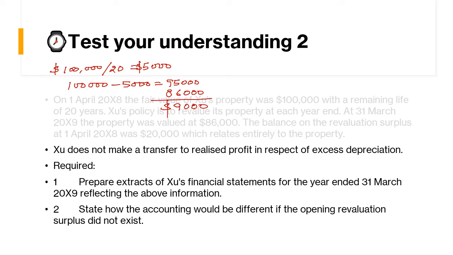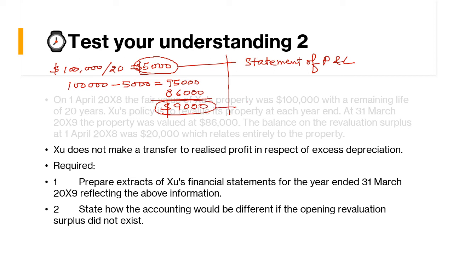So in the profit and loss account, we will transfer this depreciation. This depreciation we have to transfer in the profit and loss account or statement. This 9,000 we have to deduct from the other comprehensive income.